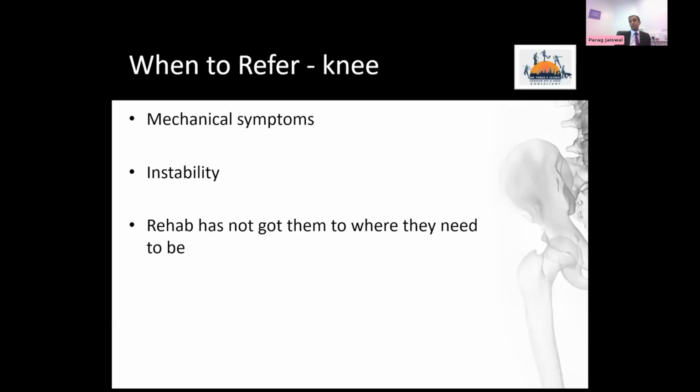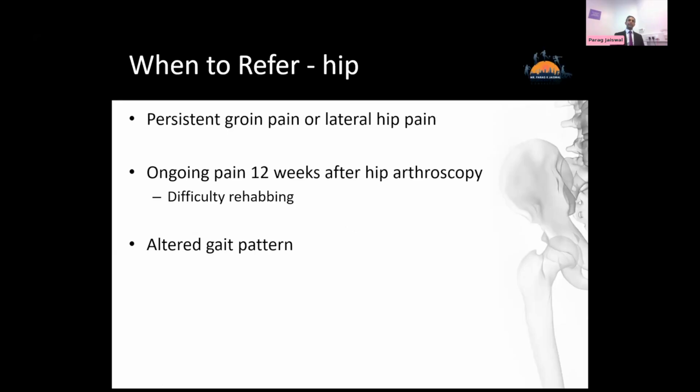So to summarize then, I hope at the end of this talk, you have a fair idea of when to refer for a scan and when to refer to a specialist. I think if patients are getting mechanical symptoms or instability following trauma, they should see a specialist straight away. And for physios, if they're having rehab and it's not getting them to where they need to be or want to be, it's very useful to get an orthopedic specialist review. We can quite often do targeted injections to give them that pain-free window to rehab better. And I always tell patients it's not the injection that makes them better long-term, it's the rehab that you do.